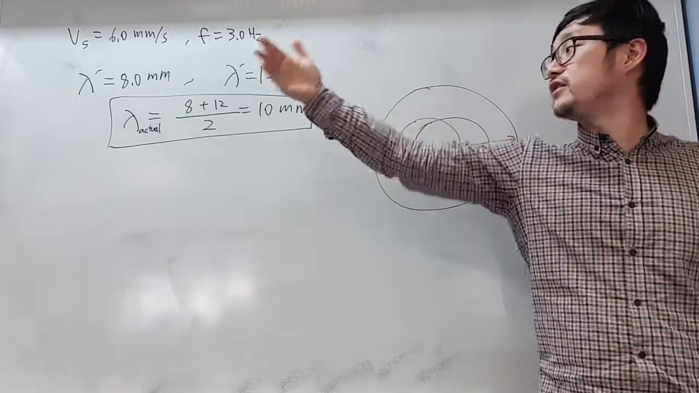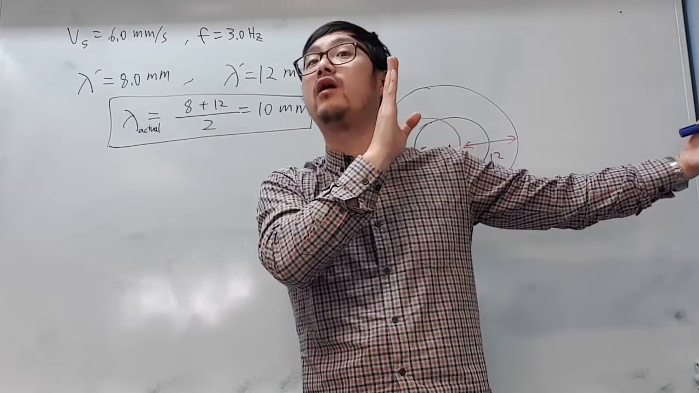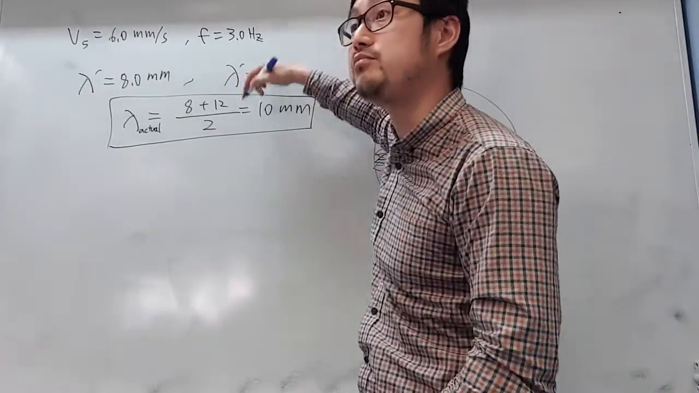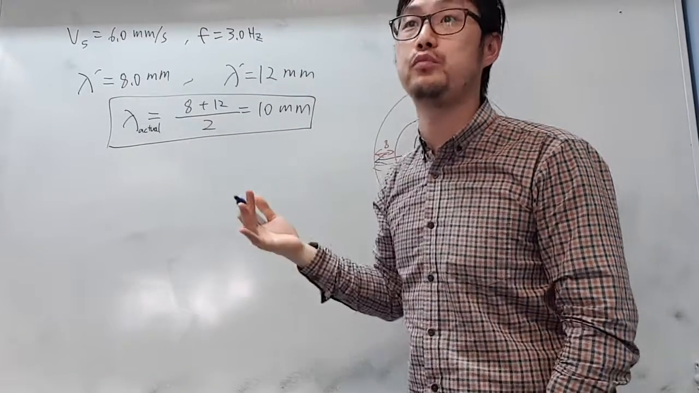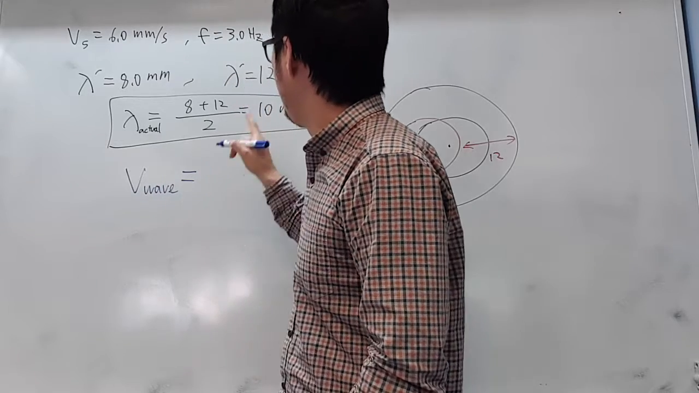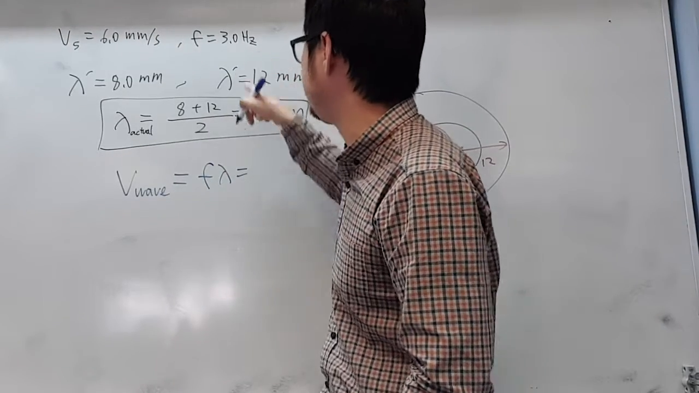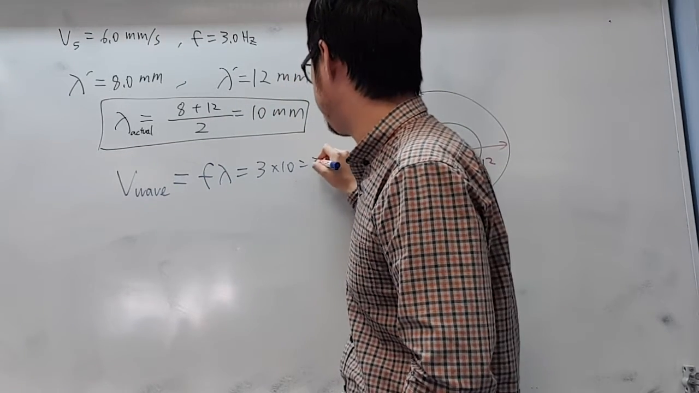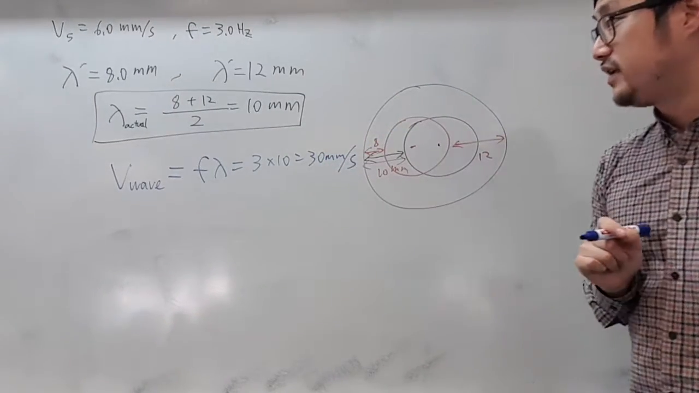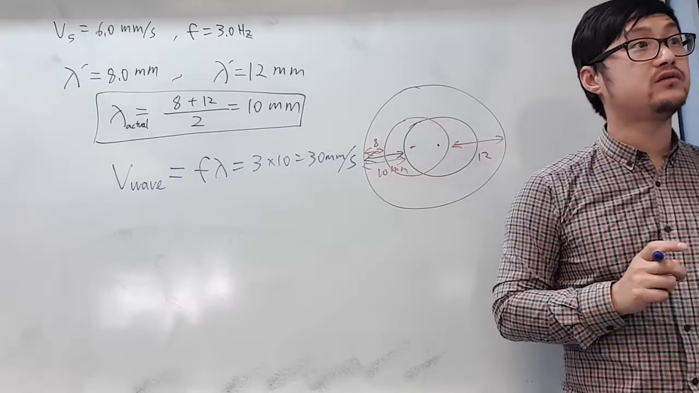Well, originally it's 10, and if I move this way to compress, this becomes 8, and the other side becomes 12, right? Well, this is definitely true. So with this, I can actually calculate the speed of the wave in this medium. Speed of wave equals f lambda, which is this times this. 3 times 10 gives me 30 millimeters per second. That should be the speed of wave, right?